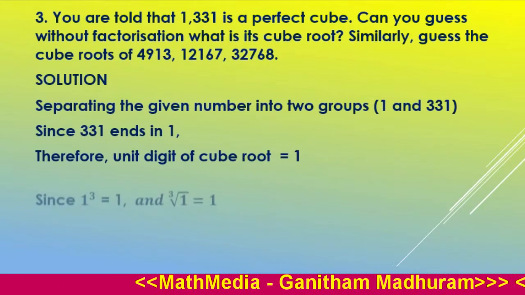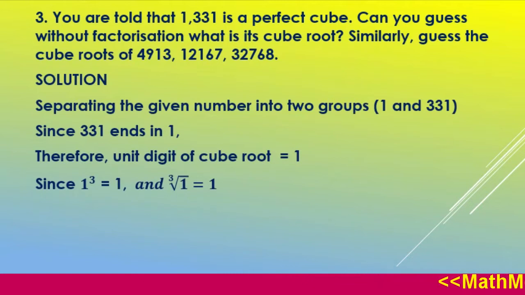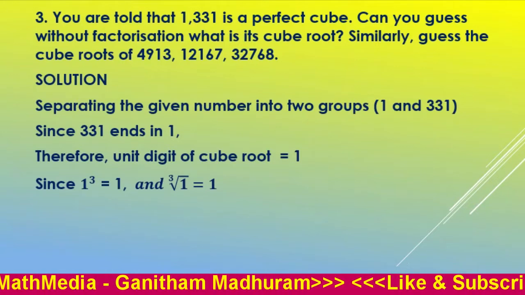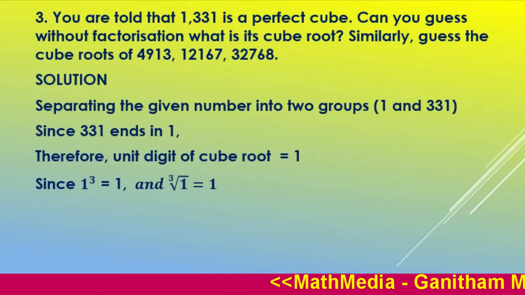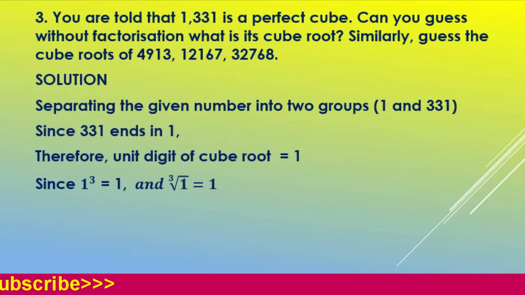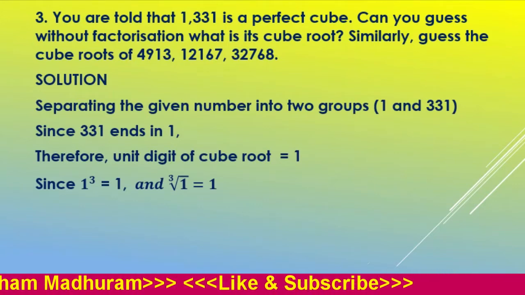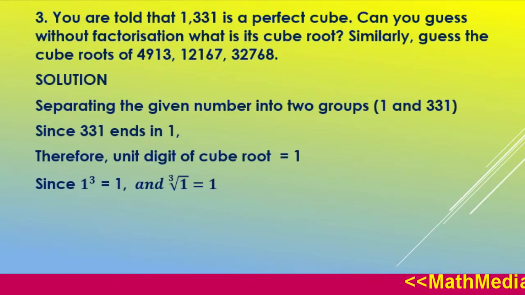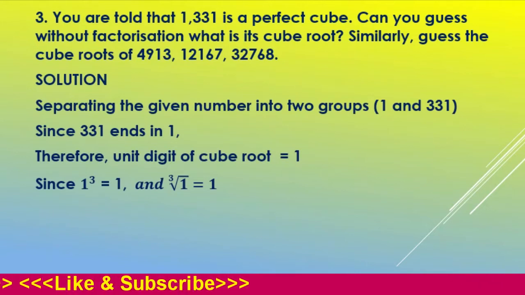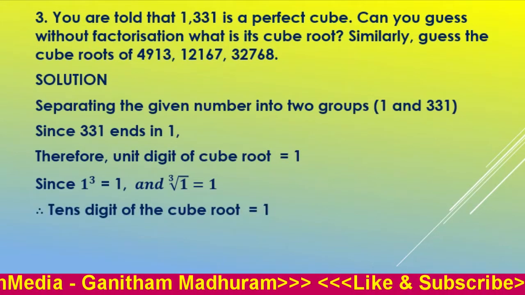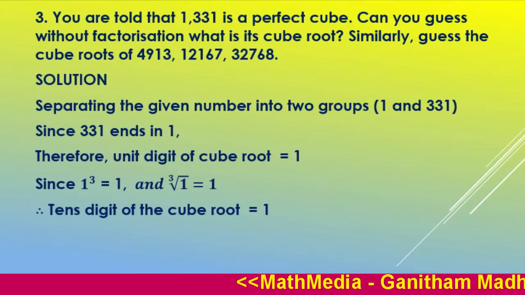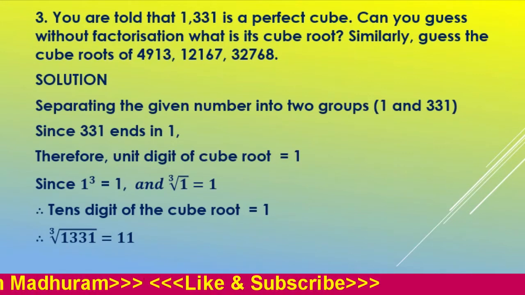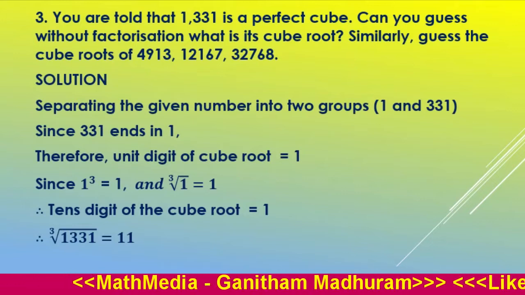Next, we have to take the second group. Our second group is 1, and we know that 1 cube equal to 1. So, the cube root of the second group is 1. Our second group is a perfect cube, hence its cube root is 1 only. So, the tens place of the cube root is 1. Already we found the unit digit of the cube root as 1. Therefore, the cube root of 1331 equal to 11.